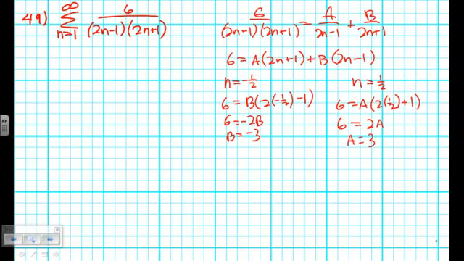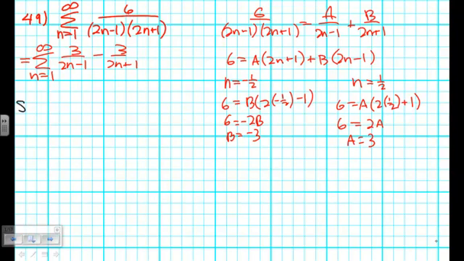That means that this series can be rewritten as the series of 3 over 2n minus 1 minus 3 over 2n plus 1. Isn't that great? Now, the deal with the telescoping series is that as we start to build the series, we're going to get a bunch of cancellations, and something really nice is going to happen.